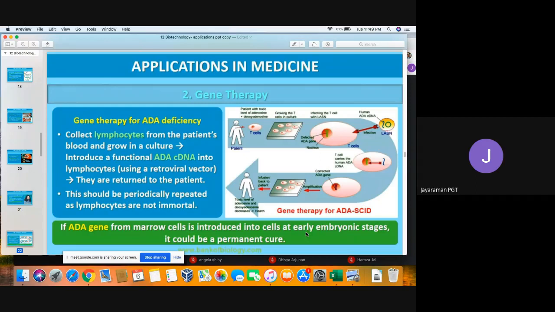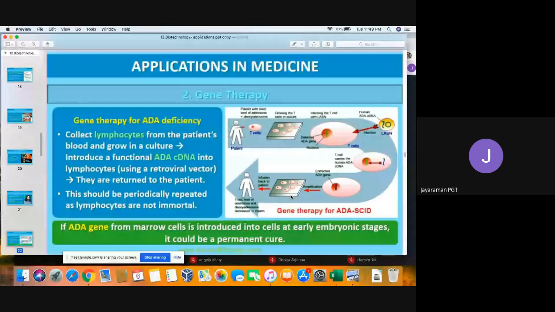If it is corrected in the sperm, egg or zygote stage, then there is no problem. It is a permanent cure. This is how gene therapy is done: the defective gene is changed in the early stage. So that is adenosine deaminase. You should know its function. It is an enzyme.